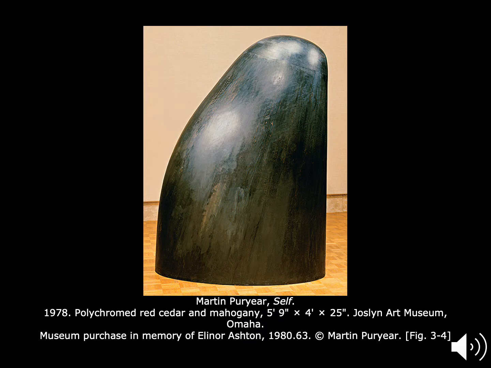A mass is a solid that occupies three-dimensional volume. It can be measured with height, width, and depth. For example, a circle is a shape, but a sphere has mass. Martin Poirier's Self appears to possess weight and density, but is lightweight and is made from wood.